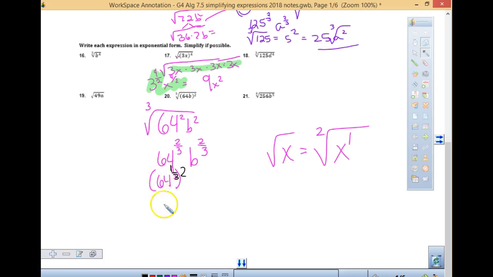Looking at the cube root of 64, this 64 to the 1/3 is 4. And now I am squaring that and b to the 2/3. So writing it down this way for some of you would probably be very helpful. That's how we get 16b to the 2/3. Okay.